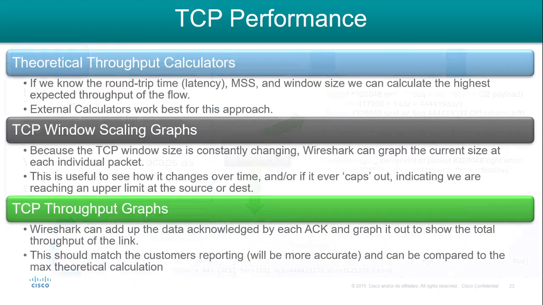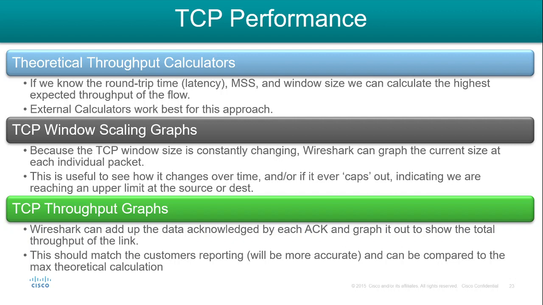Okay, so let's move on from this subject and focus on a few more things when it comes to measuring TCP performance. If we know the round trip time, aka the latency, the maximum segment size, and the window size, then it is possible to calculate the highest expected throughput for a given TCP flow. And in the coming slides, we're going to talk a little bit about how we can use some simple external calculators located on various websites in order to figure out what this looks like.